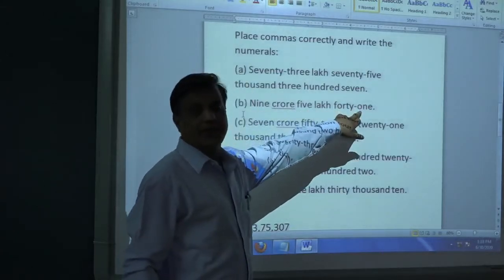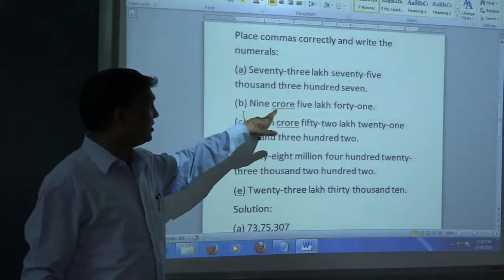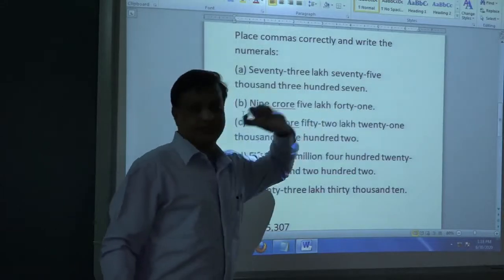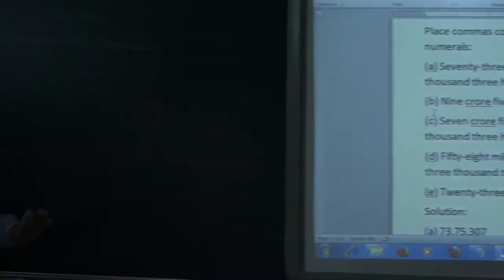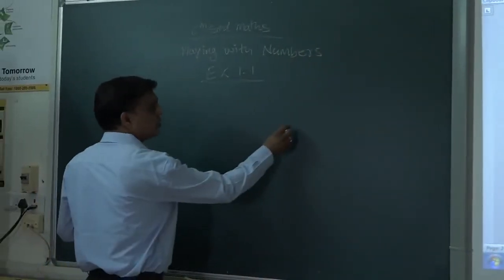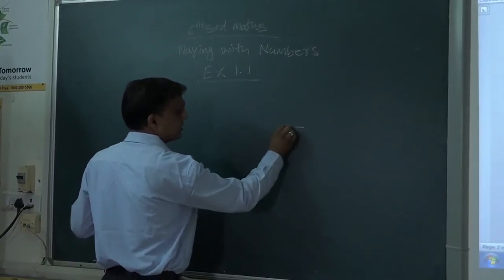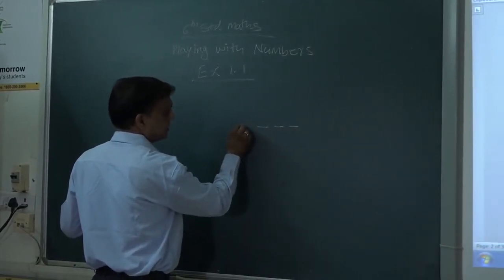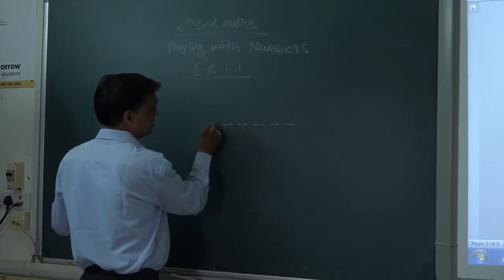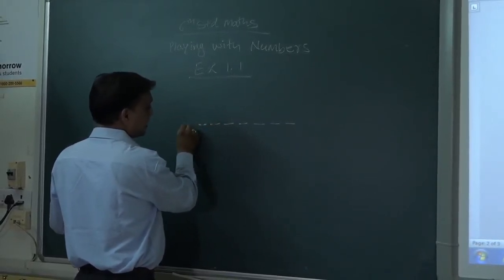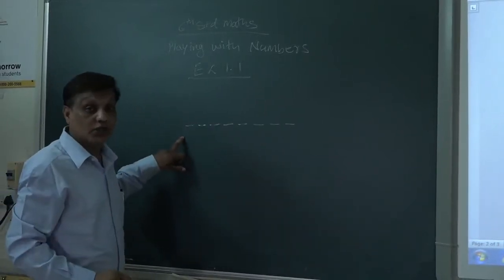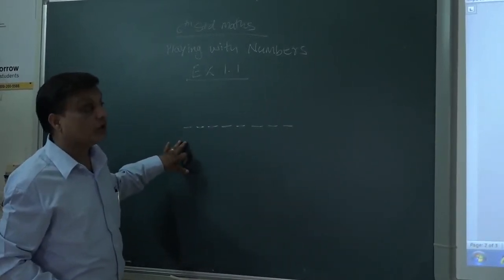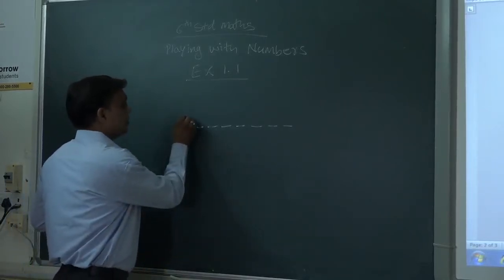Now, what is the next question? The next question is 9 crore 5 lakh 41. Please see here: 9 crore 5 lakhs 41. Now I will show you how to write that number. Look at the board. Again the same: the number is in crores. Again put small dashes: ones, tens, hundreds, thousands, 10,000, lakh, 10 lakh and crore.